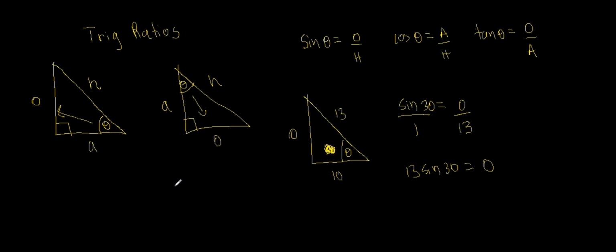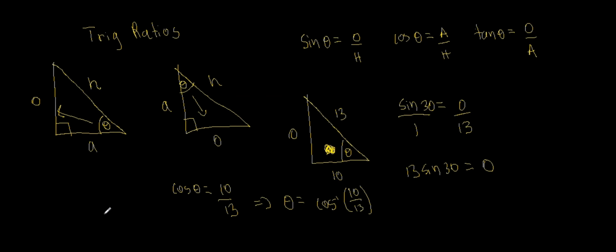Cosine. So we say cosine theta is equal to adjacent all over hypotenuse, and we say theta is equal to the cosine inverse of 10 all over 13. Now in a calculator, you just hit second function, cosine, the cosine inverse function would pop up, and you put 10 on 13, close the bracket, hit equal, you get your answer.